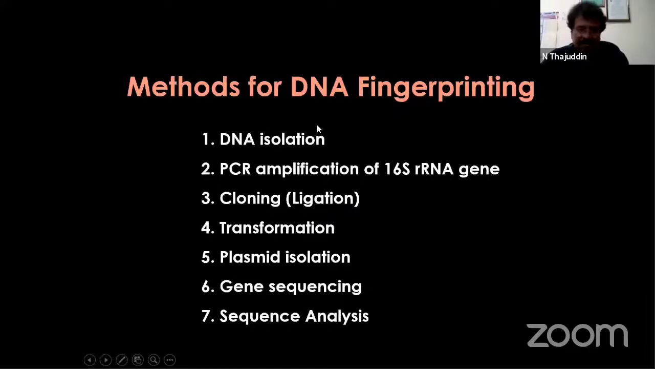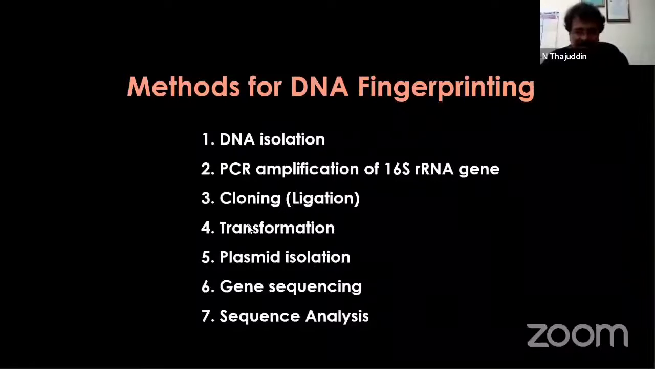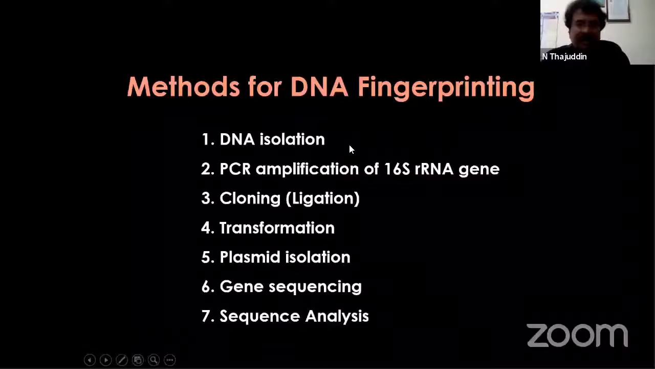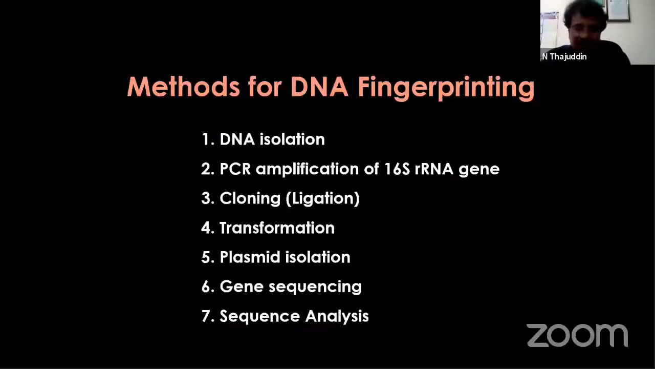And these are all the methods we have to follow for DNA fingerprinting, particularly molecular taxonomy: DNA isolation, PCR amplification, cloning, transformation, plasmid isolation, gene sequencing, and sequence analysis. These are the various steps. So you may ask a question: I'm talking about 16S rRNA, but you are mentioning DNA isolation. How is it relevant?